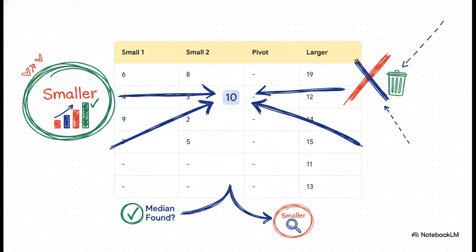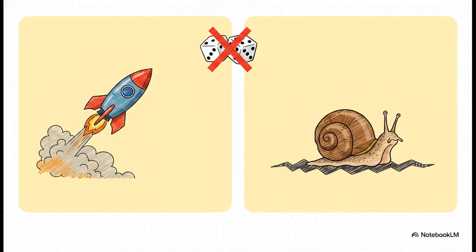Now, if we're looking for the median, and we get incredibly lucky and our pivot lands exactly in the middle rank, boom, we're done. Or if we want a smaller rank, we can completely ignore the right side and just repeat this process on the left side. We are literally throwing away half the problem. But yeah, there's always a catch.